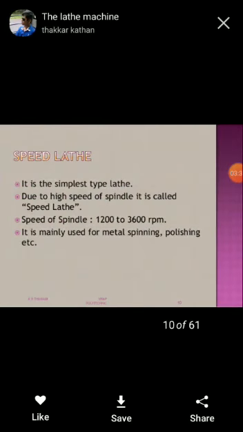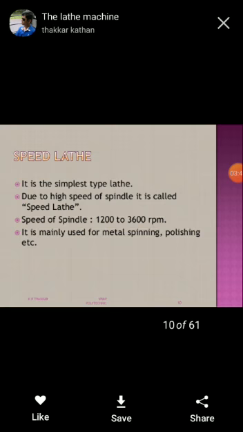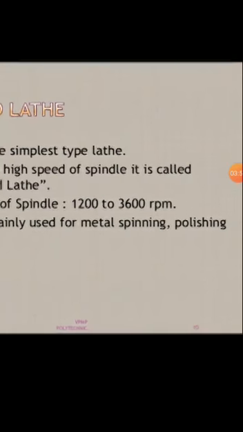The speed lathe is the simplest type of lathe. Due to the high speed of the spindle, it is called the speed lathe. The speed of the spindle is 1200 to 3600 rpm. It is mainly used for metal spinning, polishing, etc.